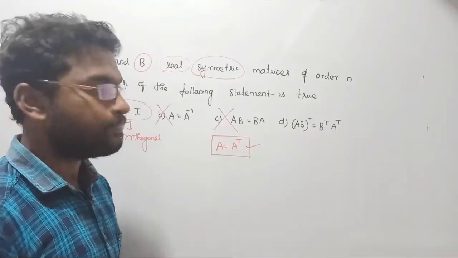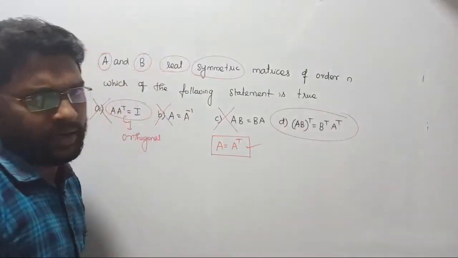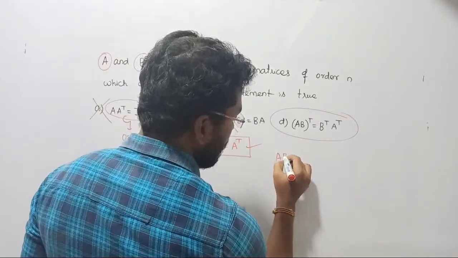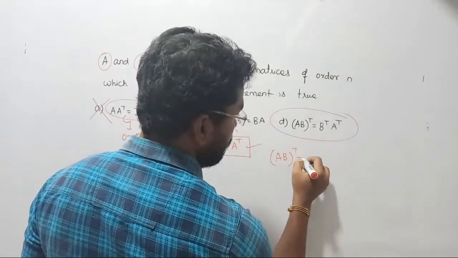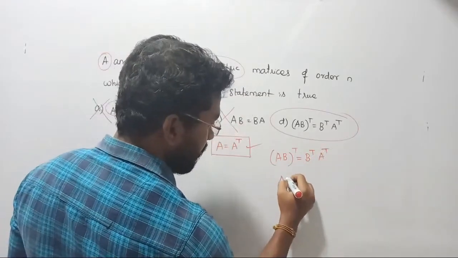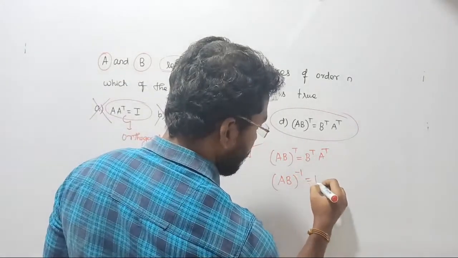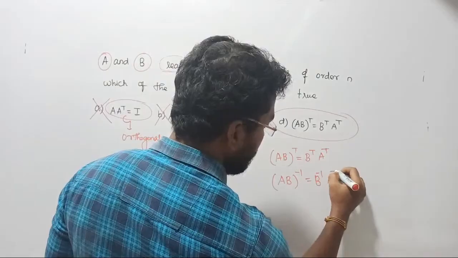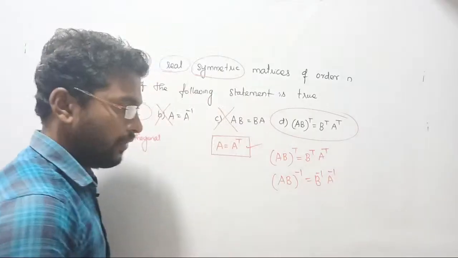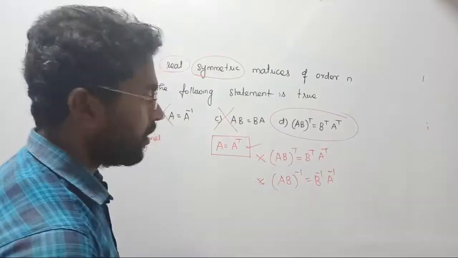You should check properly. Okay, what about option D? Any matrix, right? I had given proof for this one already, I hope you all remember. A into B whole transpose should be equal to the product of B transpose and A transpose. In the same way, if I take the whole inverse, AB whole inverse will be equal to B inverse into A inverse, right? So I had given this property already. That is very important. Just try to keep it in your mind, right?